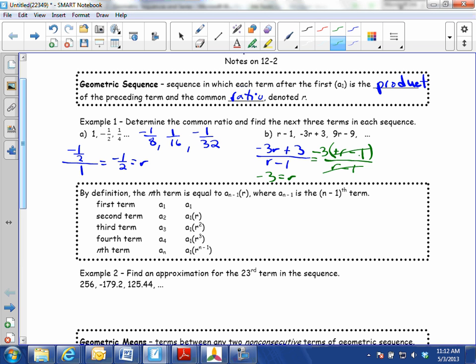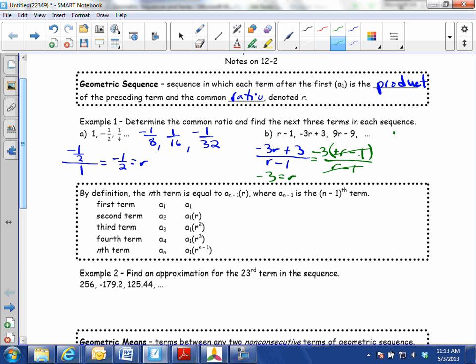Well, you can just think about it. How can I multiply r minus 1 to get negative 3r plus 3? If I take r times negative 3, I get negative 3r. If I take negative 1 times negative 3, I get plus 3. Right? Alright.